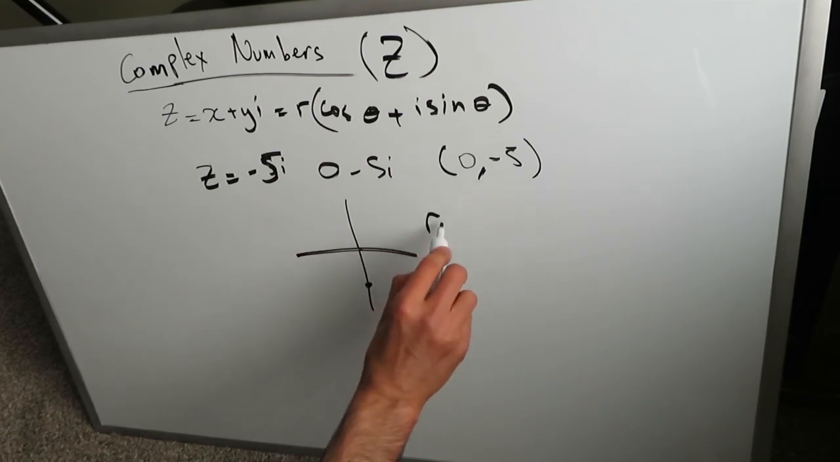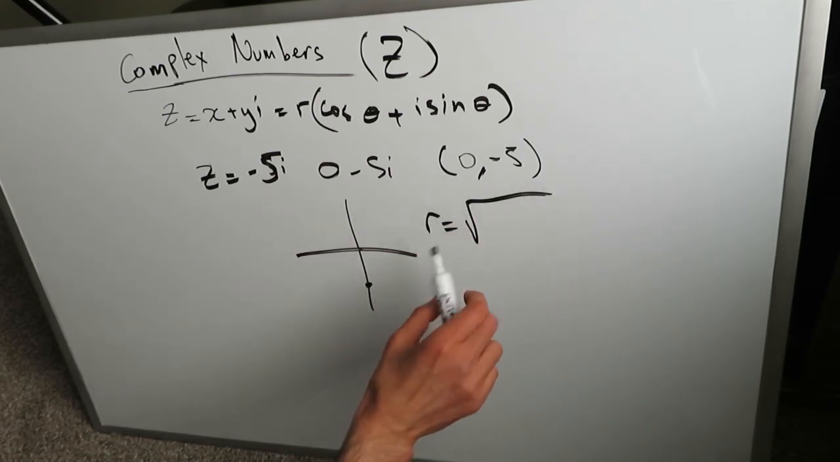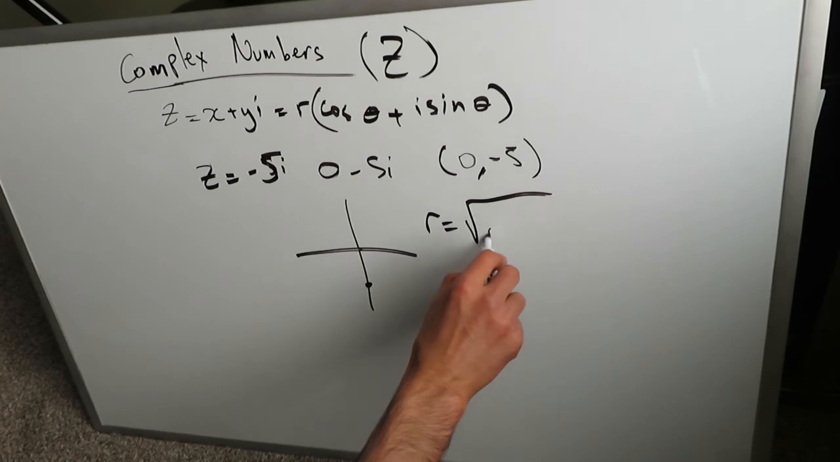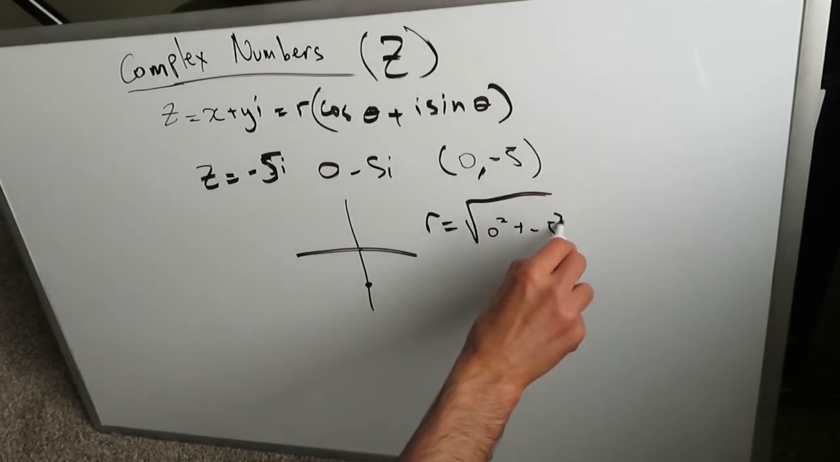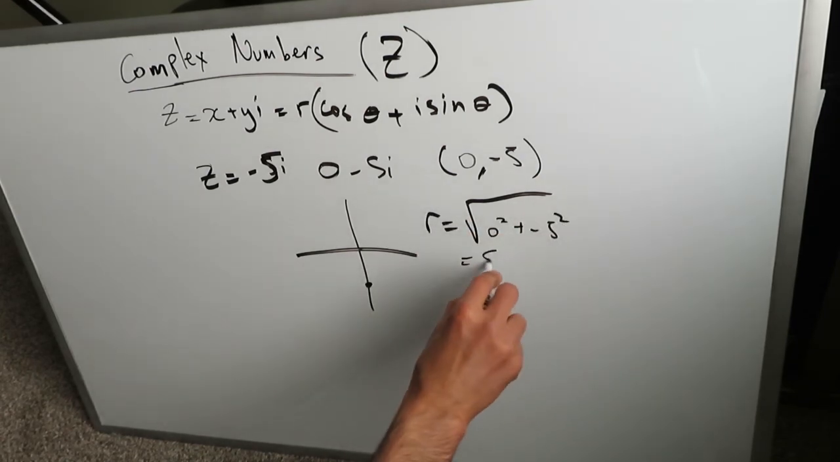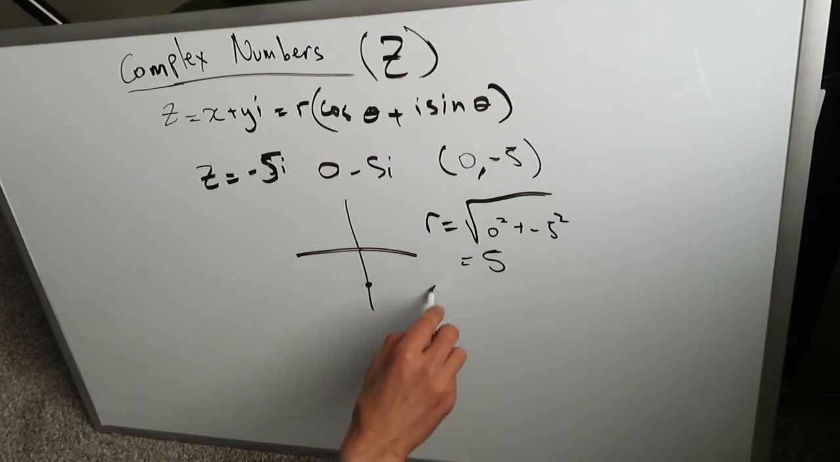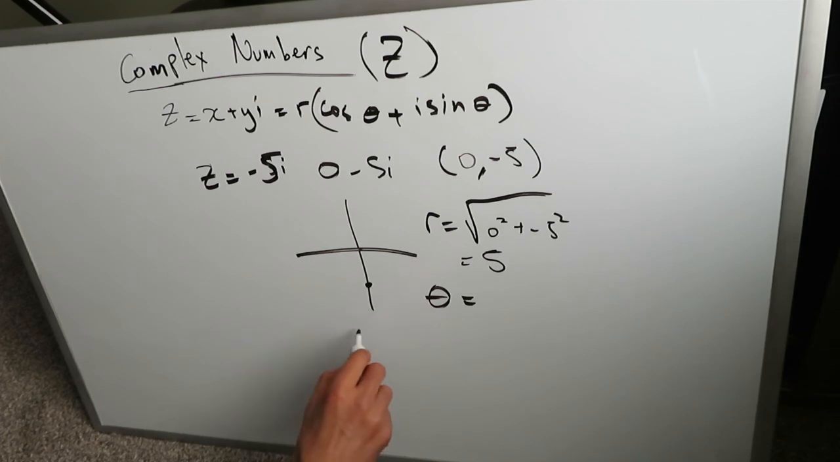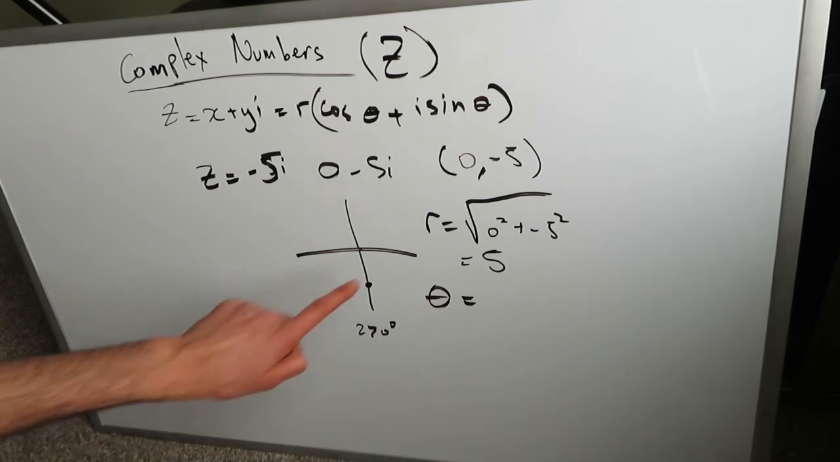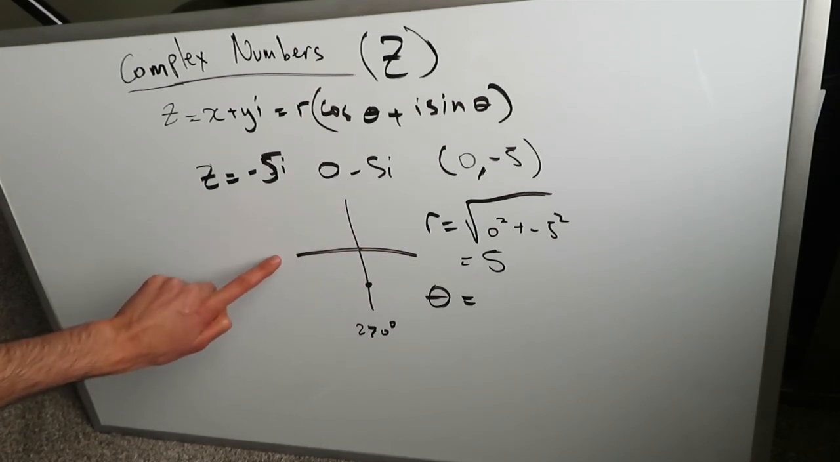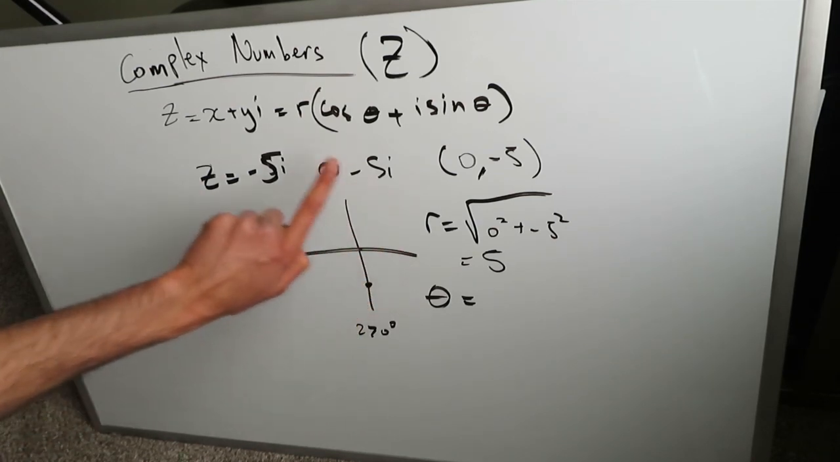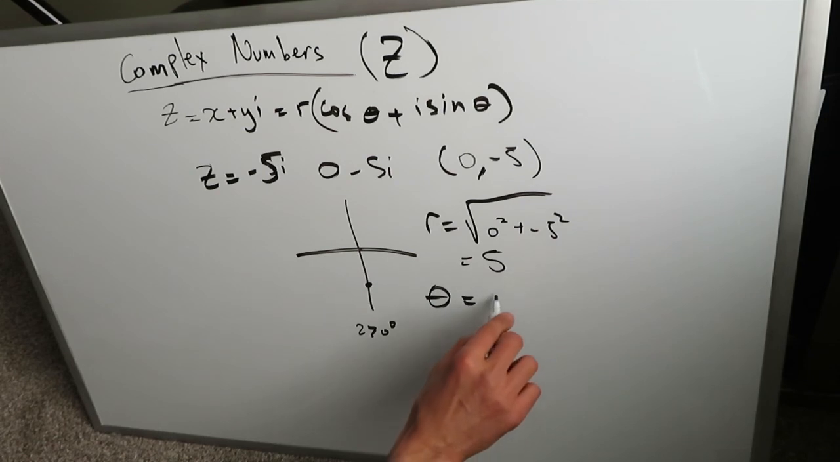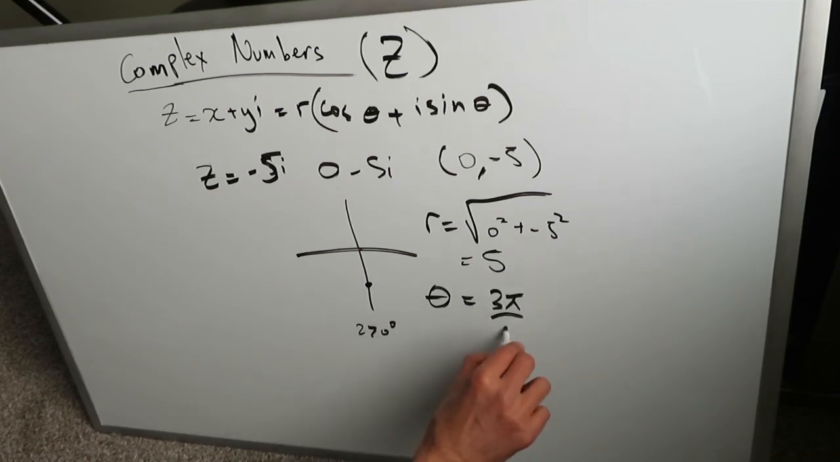You got to determine the r over here, which is the square root of the squares of the individual components x and y. 0 squared plus minus 5 squared. Do all of that and you'll get 5 anyways. That's your r. What's your theta? You're on a 90-degree angle right here. 270 degrees. You don't need to bother doing inverse tan and all of that. You know this is 0 degrees, this is 90, this is 180, this is 270, 360, and you can keep going on by 90s. You know theta is 3 pi over 2.